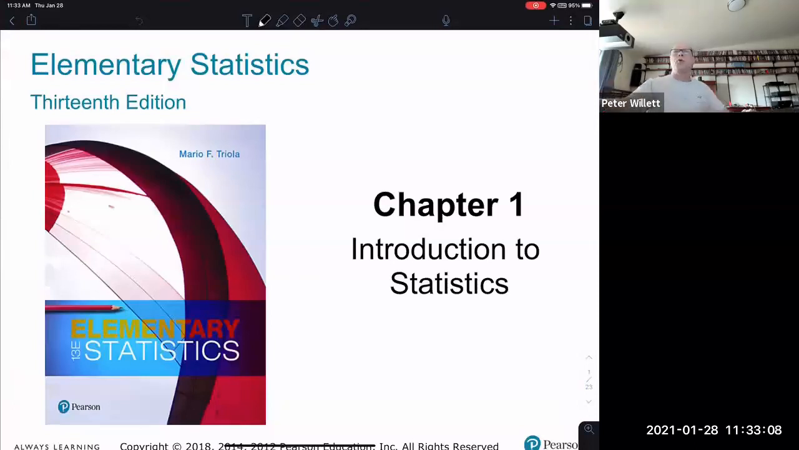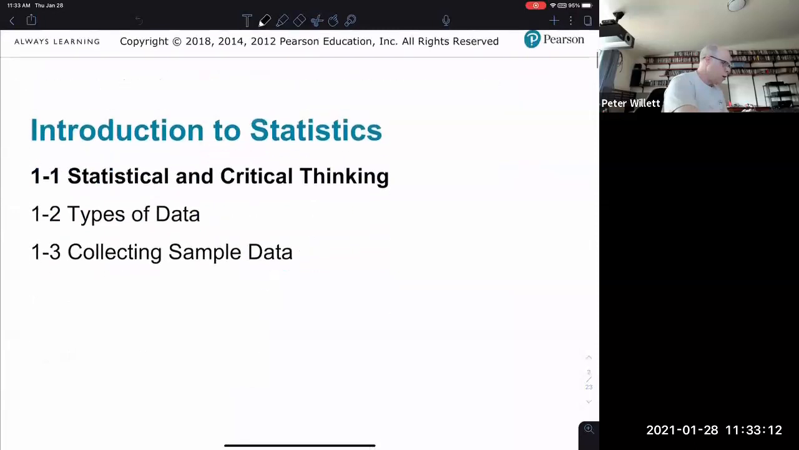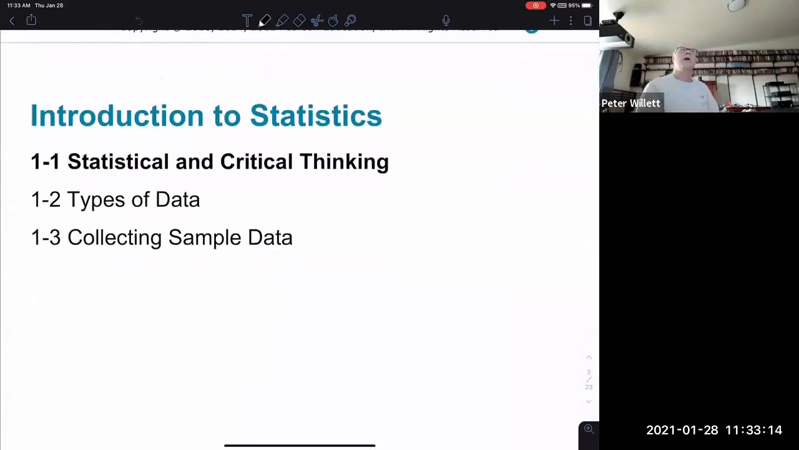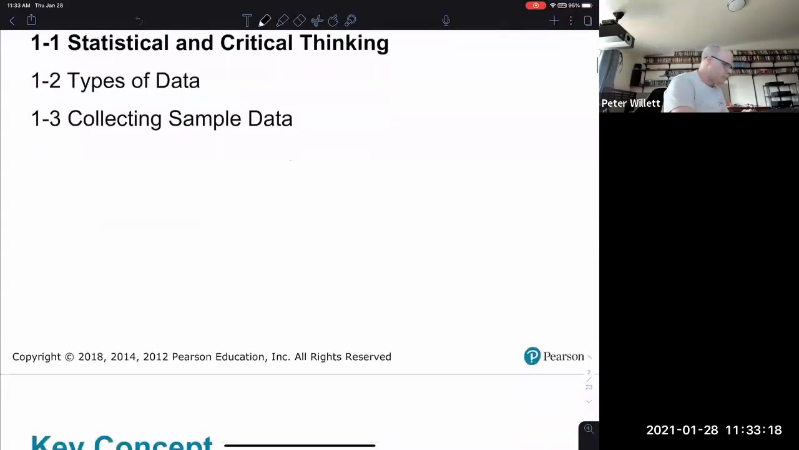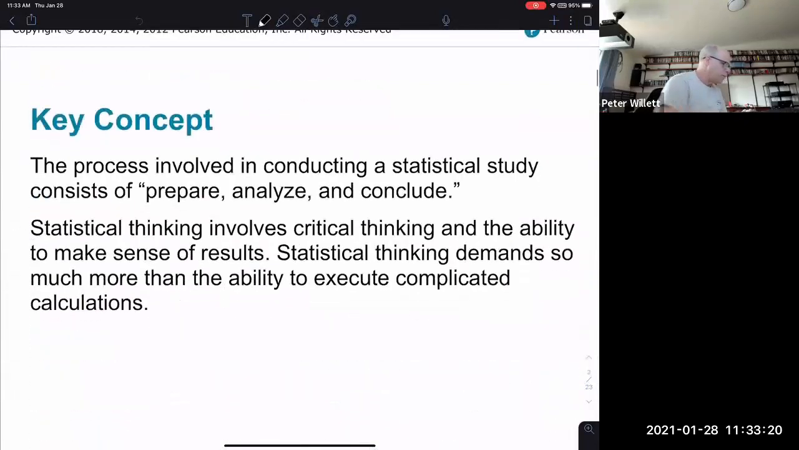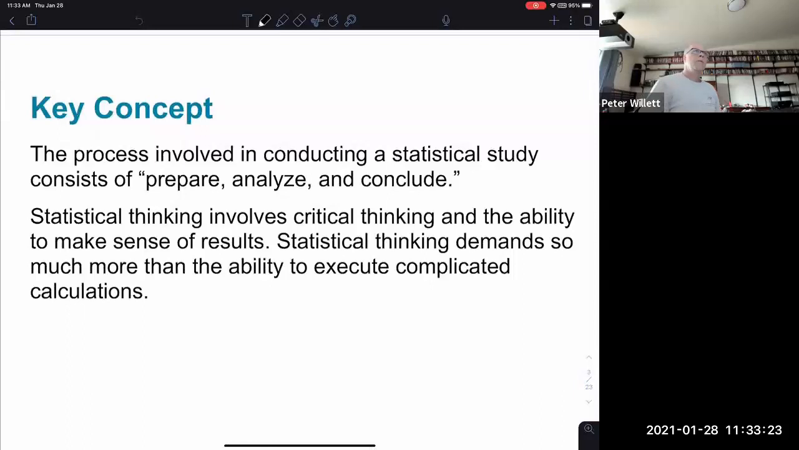Okay, so chapter 1, section 1. Section 1 is statistical and critical thinking. And we begin with a key concept. The process involved in conducting a statistical study consists of prepare, analyze, and conclude.